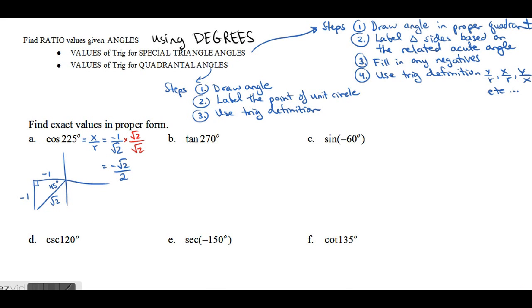So the steps of finding ratios from special triangle angles are as follows. You would draw the angle in the proper quadrant like we did in this one, quadrant 3. You label the triangle sides based on the related acute angle.